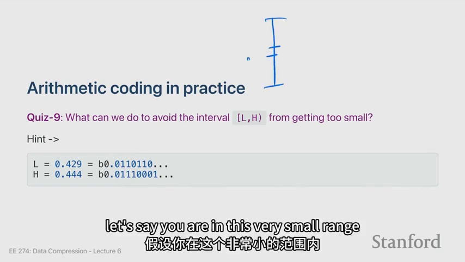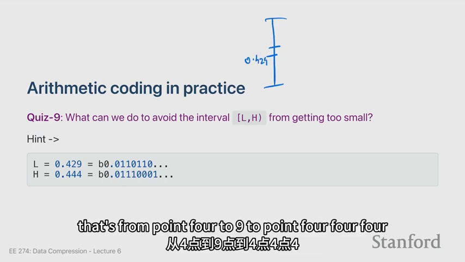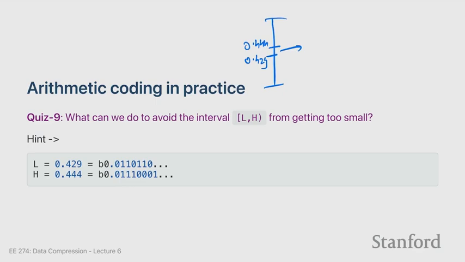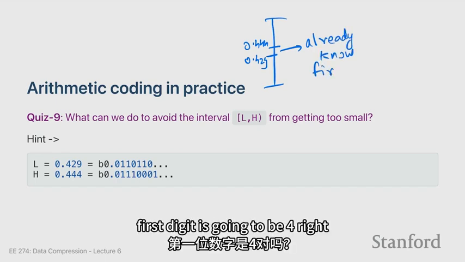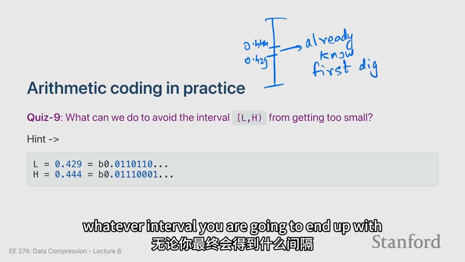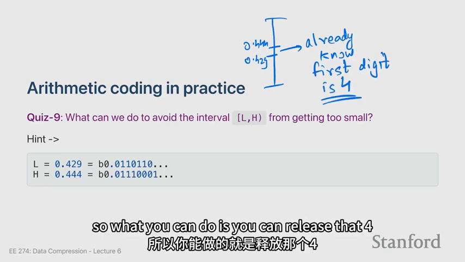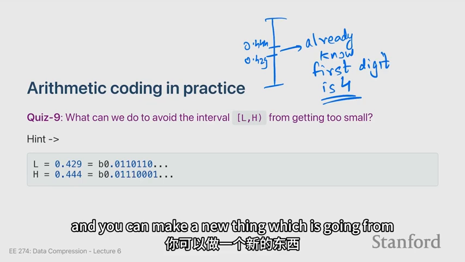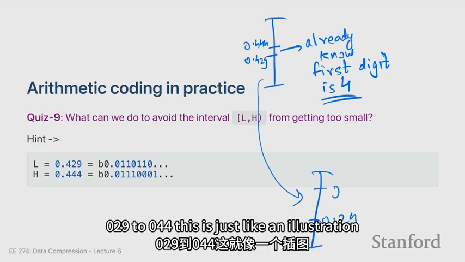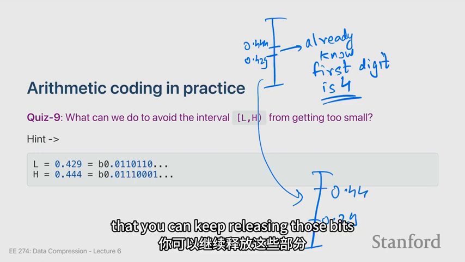Let's say you are in this very small range, from 0.429 to 0.444. You already know the first digit is going to be 4. Whatever interval you end up with, you know the first digit is 4. So you can release that 4 and make a new interval going from 0.29 to 0.44. This is just an illustration. The idea is that you can keep releasing those bits.